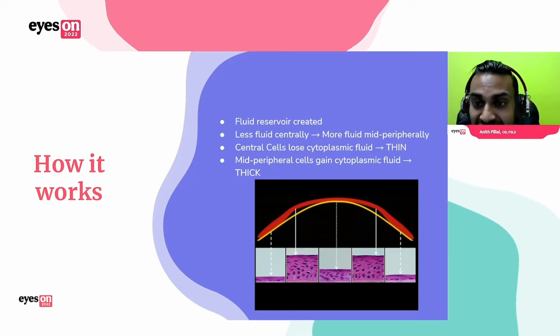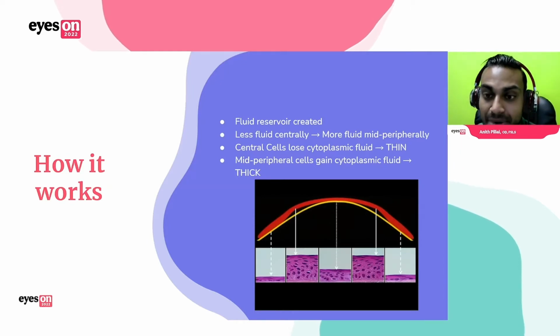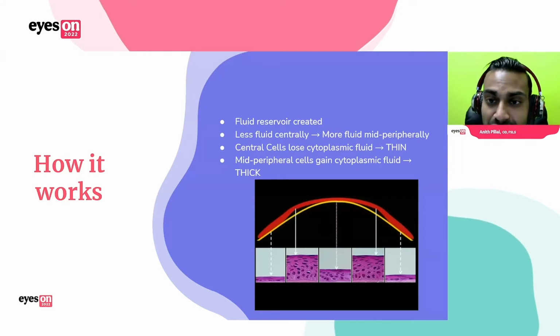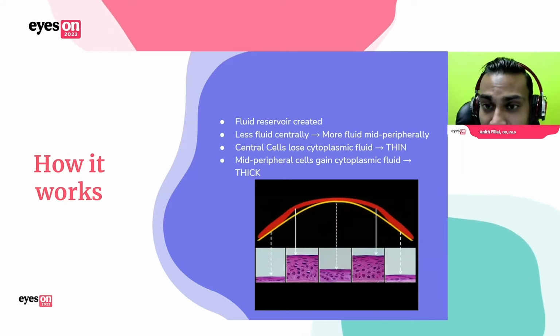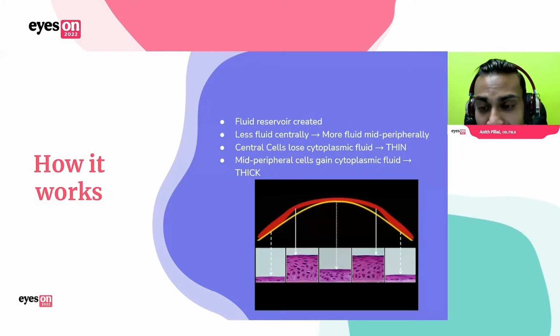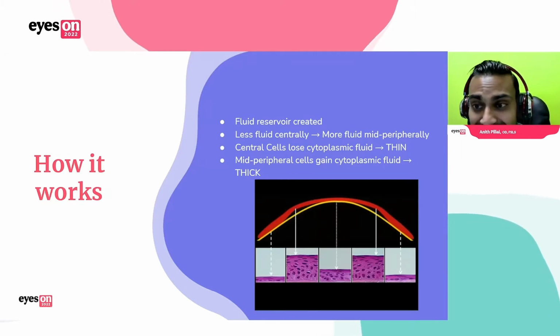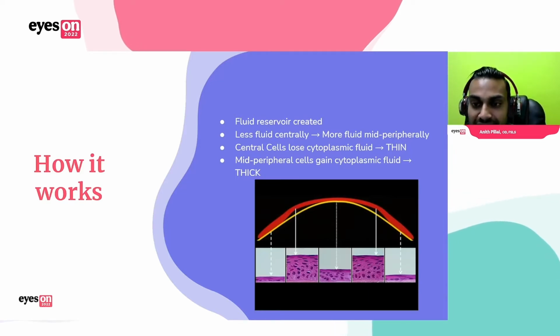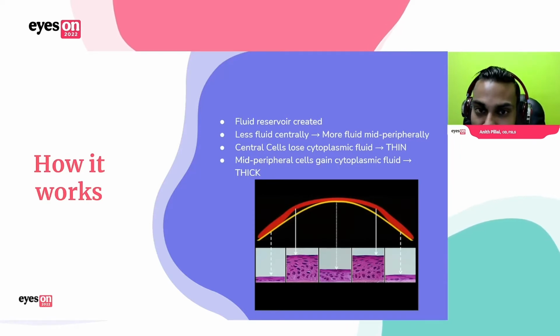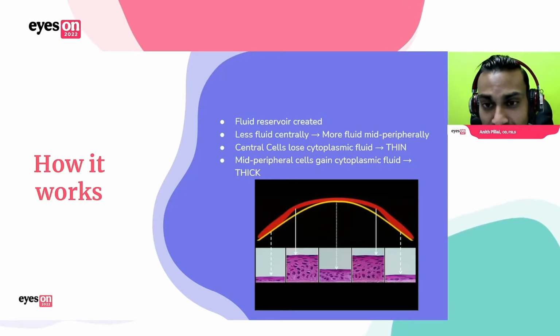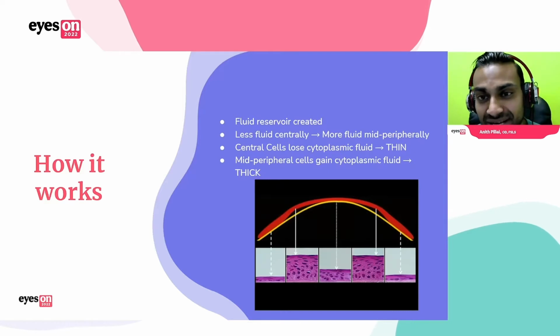Okay, so we're actually having more cells in the mid-periphery, but also with this reservoir, we're creating an osmotic gradient. So the central cells will actually lose some of the cytoplasmic fluid. Those cells will thin out. And in the mid-periphery, it'll be the exact opposite, and those cells will gain cytoplasmic fluid and they'll thicken. So this hydraulic force system that we've created is not only migrating cells, but it's actually causing an osmotic gradient where the cytoplasmic fluid is affected. So central cells will thin, mid-peripheral cells will actually thicken in addition to this migration.